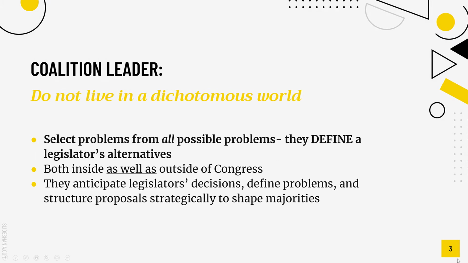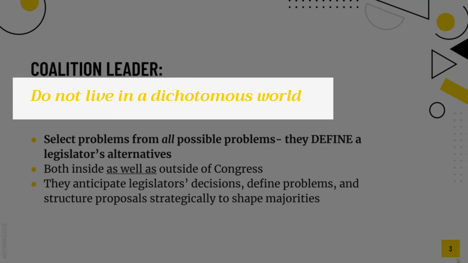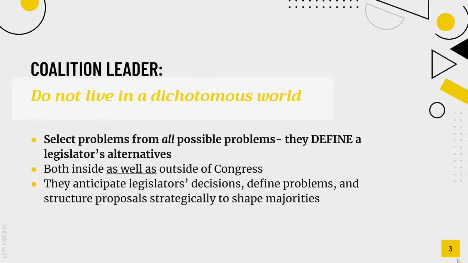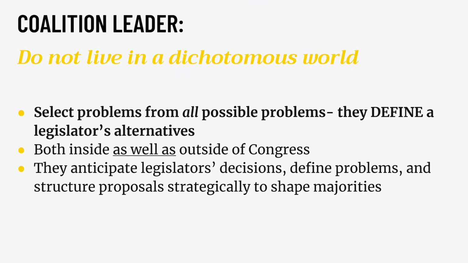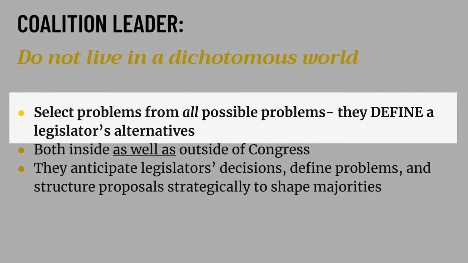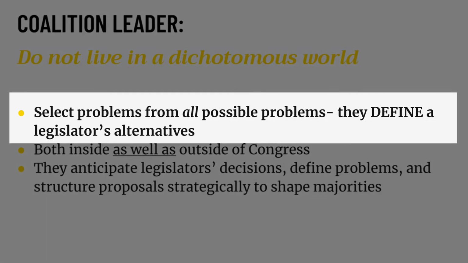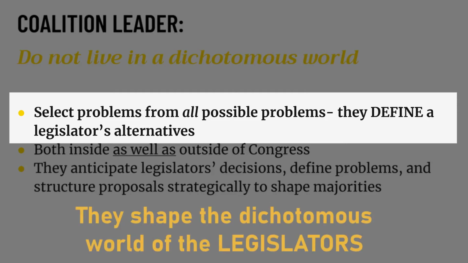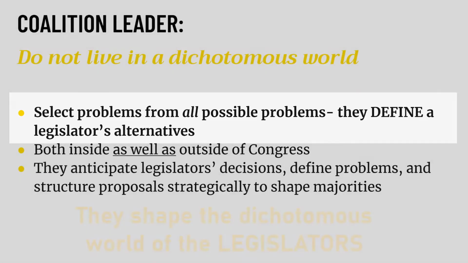Now, what about these coalition leaders? Well, coalition leaders, in contrast to legislators, do not live in a dichotomous world, right? They're not just making decisions yay or nay. Instead, they are selecting problems from all the possible problems out there, right? They're defining problems and they're bringing proposals up to legislators as the alternatives, right? They're defining the choices, yay versus nay, and they're putting them forth to legislators to decide, right? So that's why they're not living in a dichotomous world. They're the ones shaping the dichotomous world of the legislators, and they hold a lot of power in this respect.